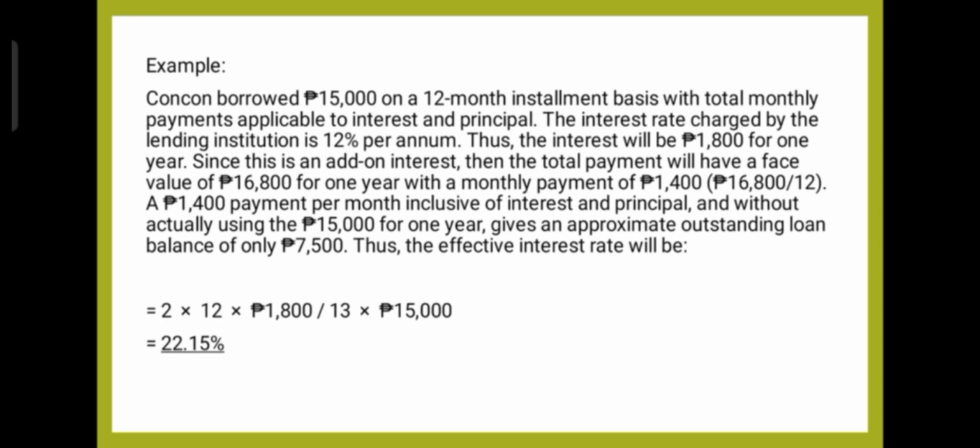So, here are the examples. A corporation having a high credit rating, and without actually using an opportunity to issue a commercial paper worth 100,000 pesos at 15% for 120 days. Current payment per month is 1,400 pesos, inclusive of interest and principal, given 15,000 pesos for 1 year, gives an approximate outstanding loan balance of only 7,500.